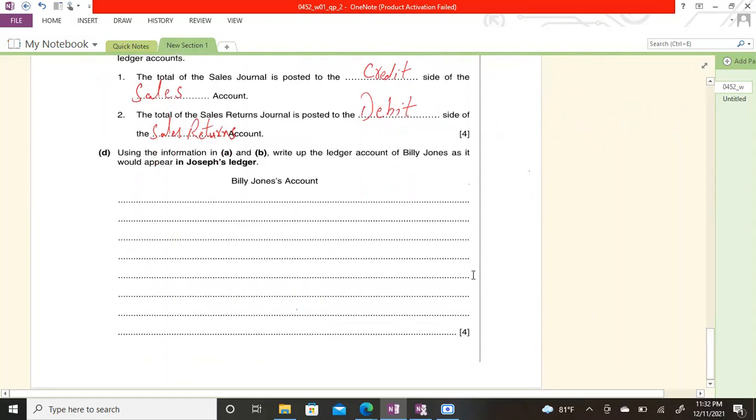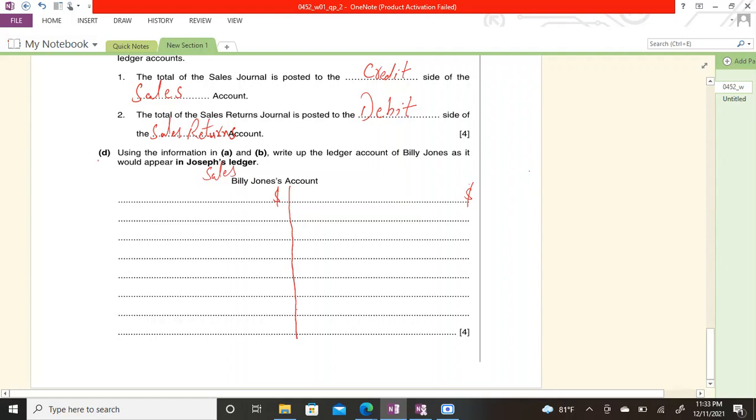Now the final part. There are, sorry, three parts in this question, and this is for 12 marks. Every part has 4 marks. So let's do the final part. Draw a line, put the dollar sign. Now here we have to write from the seller's point of view, Joseph's ledger. So you can say that this is Joseph's sales ledger, Joseph's account receivable ledger.